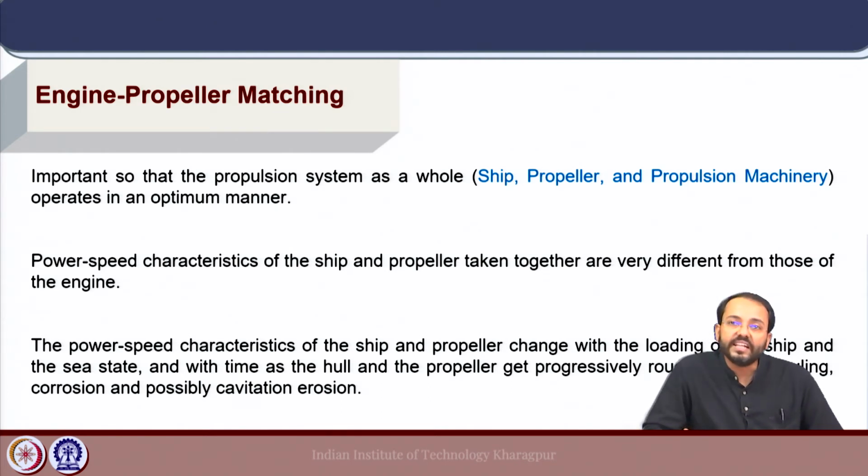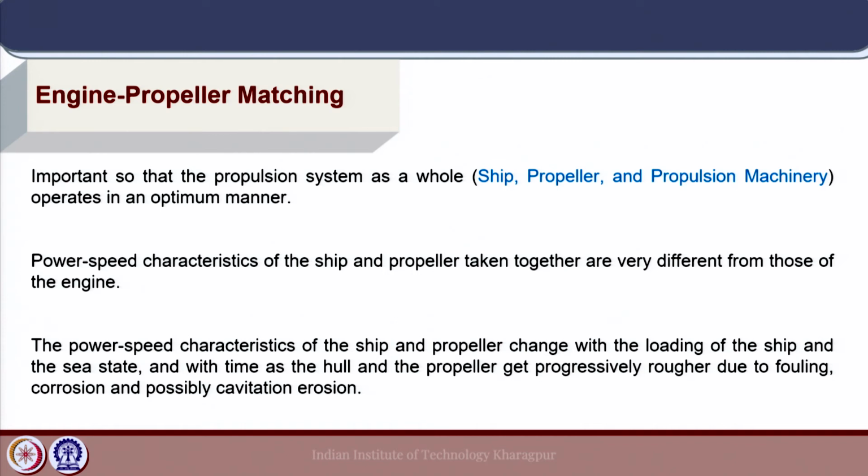Similarly here, the propulsion machinery or the engine is very important. The choice of the machinery or the engine is very important in defining the engine propeller matching for a particular ship. Now, the power speed characteristics of the ship and propeller are very different compared to those of the engine, which we will see now. Because of that, the matching of the propeller with the engine is very essential.